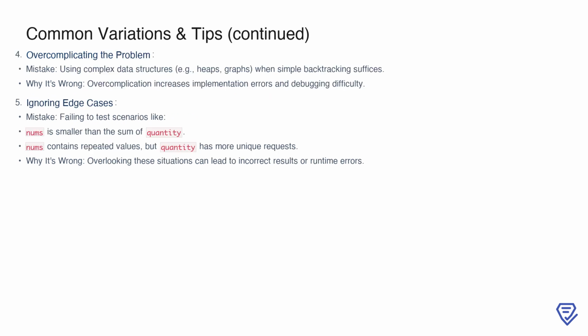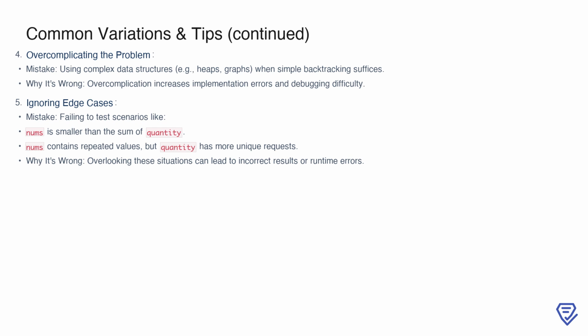Another mistake to avoid is overcomplicating the problem. While it may be tempting to use complex data structures like heaps or graphs, these are often unnecessary. Simple backtracking, when implemented correctly, is sufficient to solve this problem. Overcomplicating the solution not only makes debugging more challenging but also increases the chance of introducing errors.